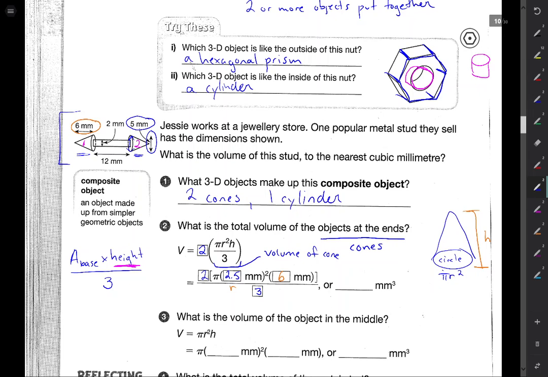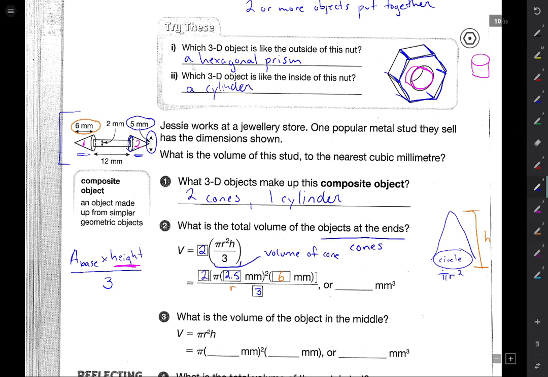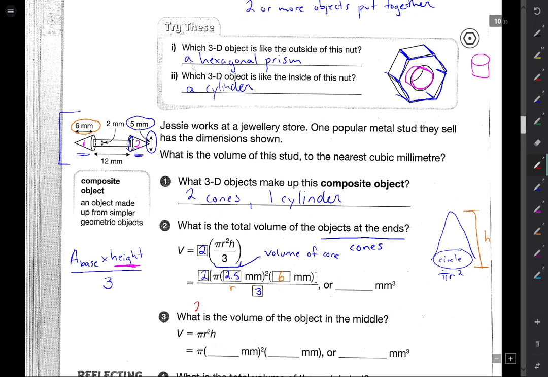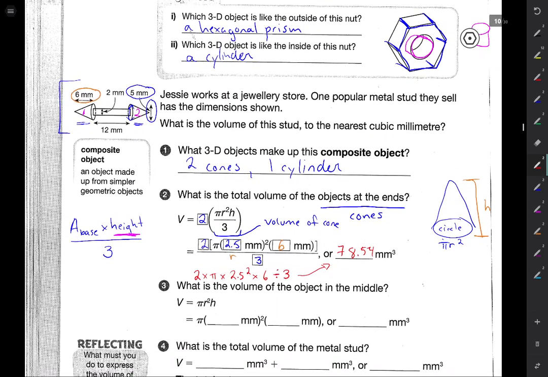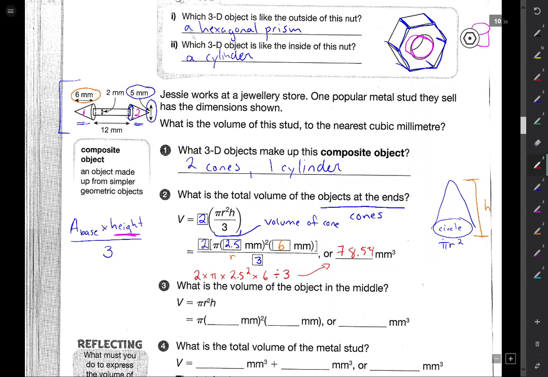Now if we plug this in our calculator, we'll do 2 times pi times 2.5 squared times 6, and that's all divided by 3. If we put all of that in our calculator, our final answer will be 78.54 millimeters cubed. Now let's find the volume of the object in the middle. And we said the object in the middle is a cylinder.